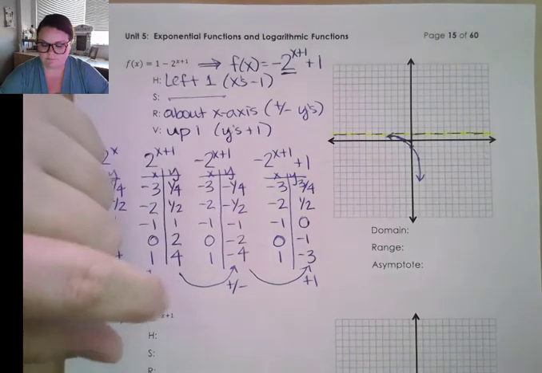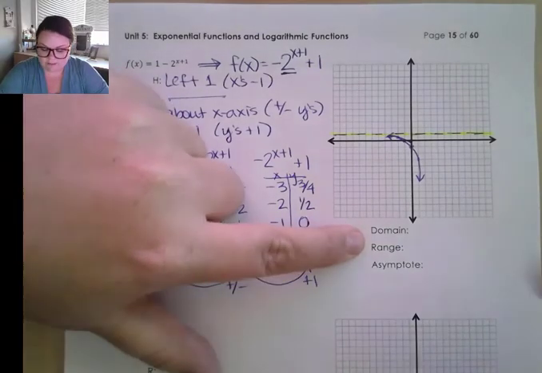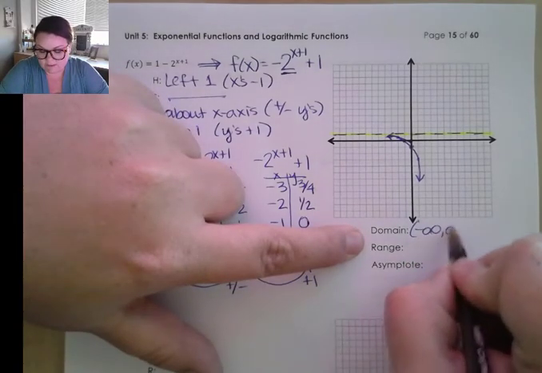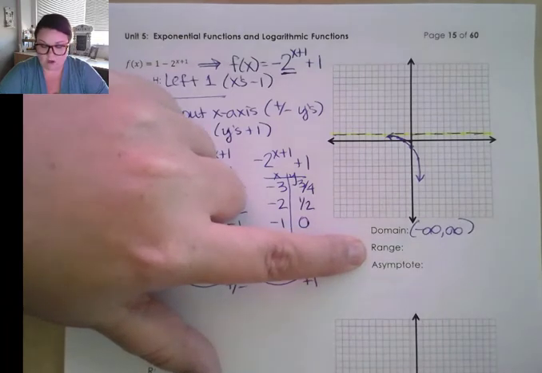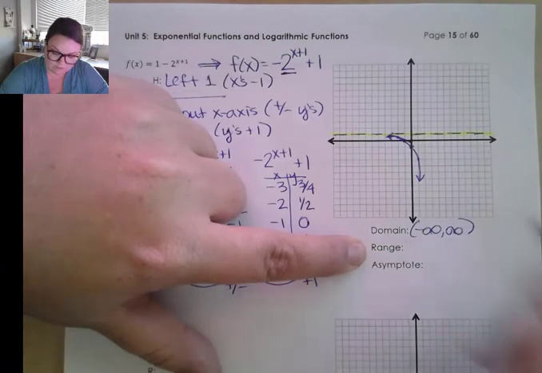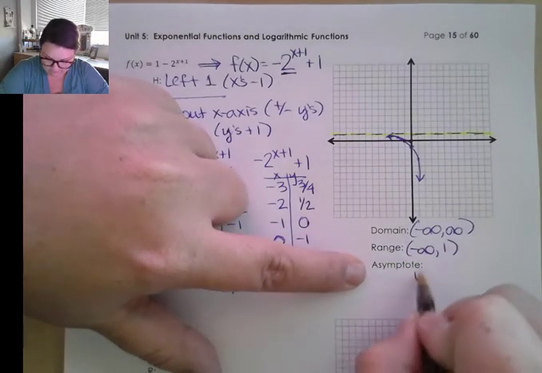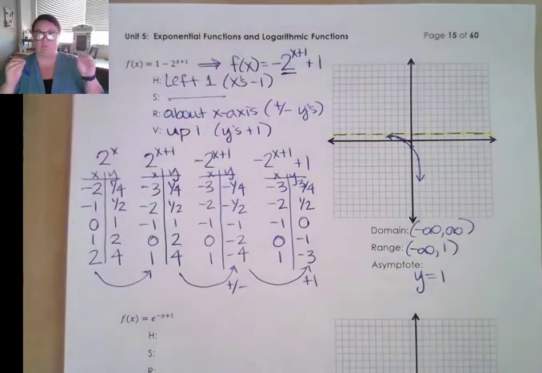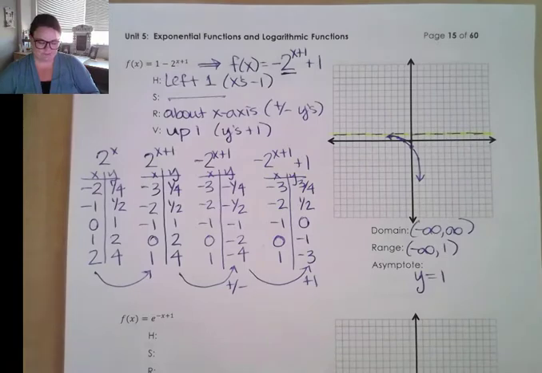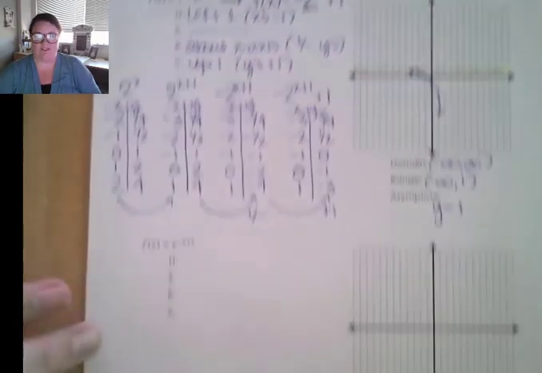Okay. Domain on all exponential functions is -infinity to infinity. Our range is our lowest y value up to our highest y value. So -infinity up to our asymptote at 1. Make sure you write your asymptote as y equals, not just 1, okay? All right, let me show you one more, and I'll have y'all try some.